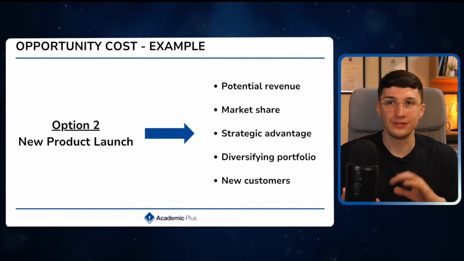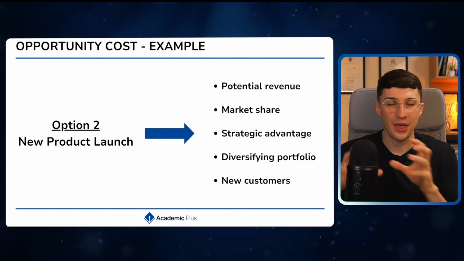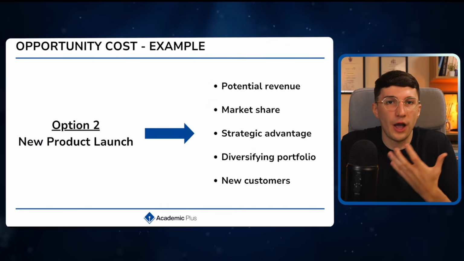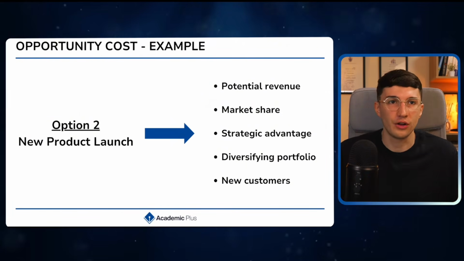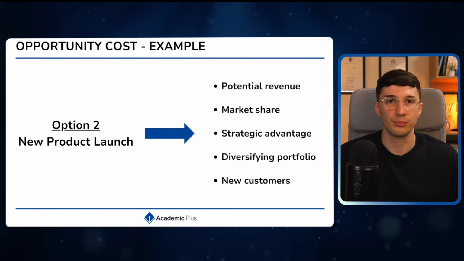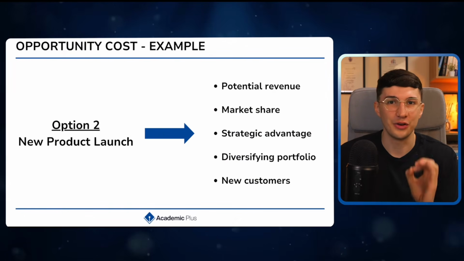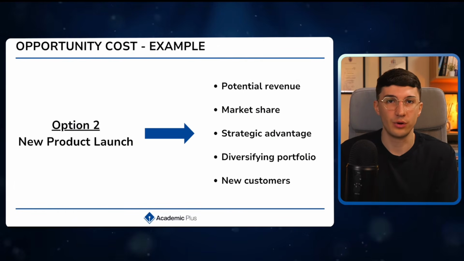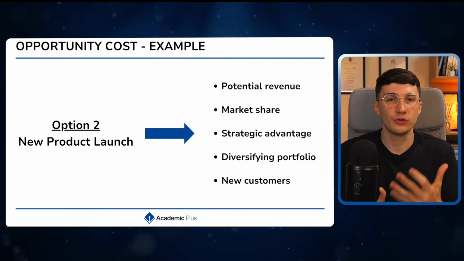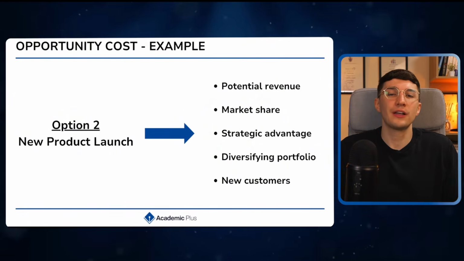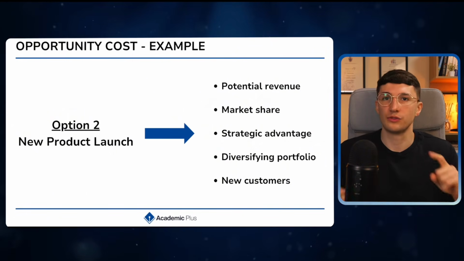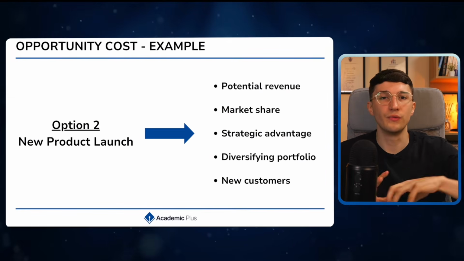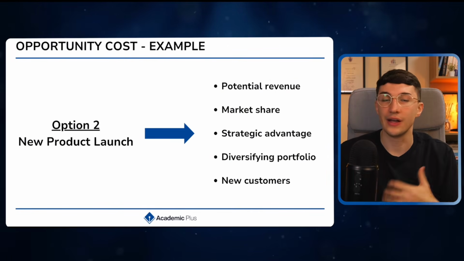Maybe it would have given the business a strategic advantage because that new product could have been really innovative. It could have helped us diversify our portfolio, so offering different products, spreading the risk across different products, maybe getting benefits from economies of scope, and as well the new customers that we could have gained from launching that new product. Now, it can be quite difficult for us to quantify these benefits, but that's why we've got different investment appraisals: the payback period, average rate of return, and the net present value, which is more of a Year 13 topic that we'll learn about in Unit 7.